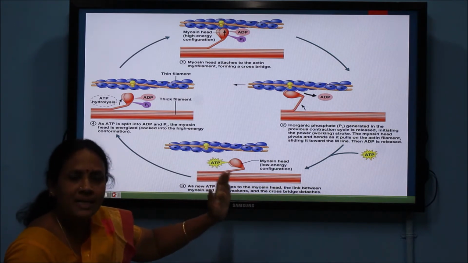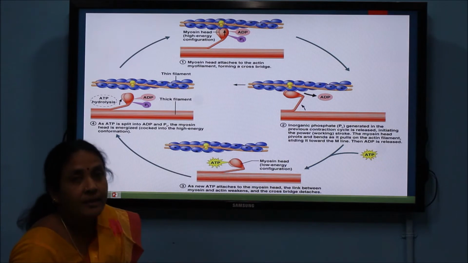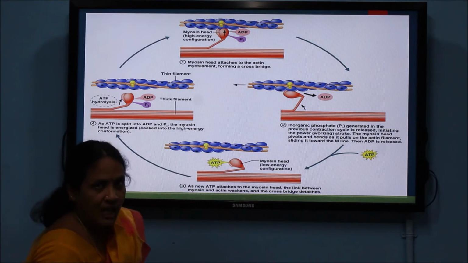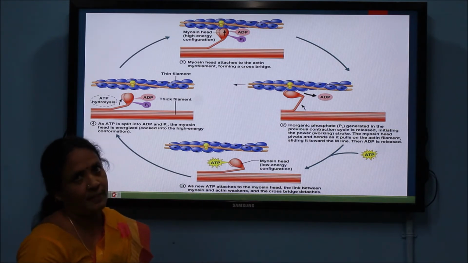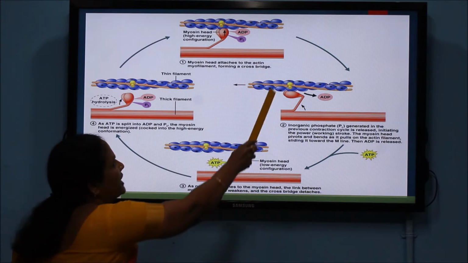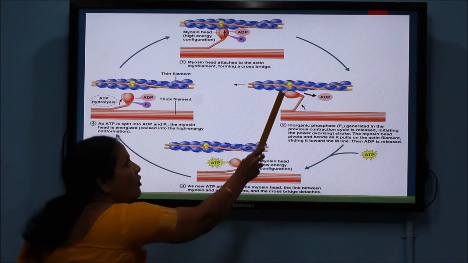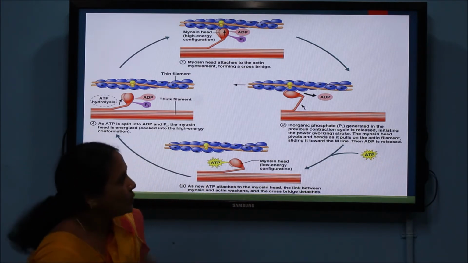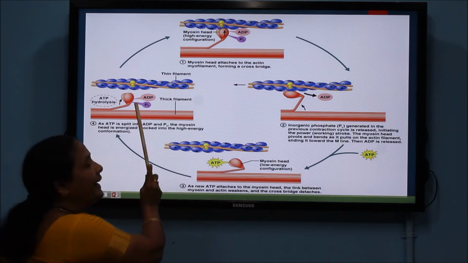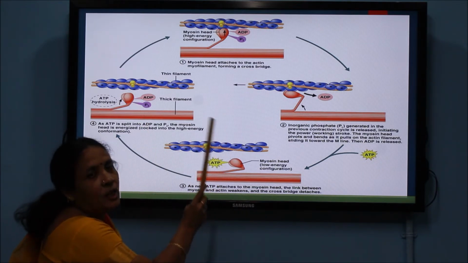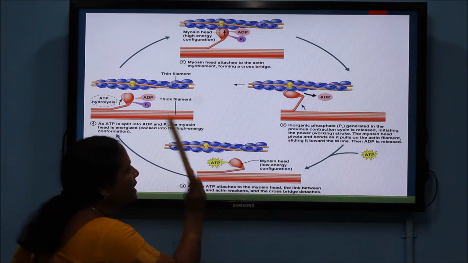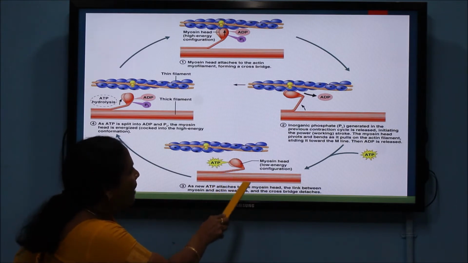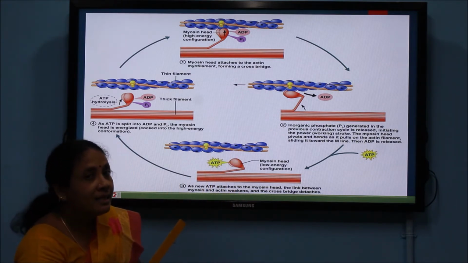Then after this contraction, the relaxation takes place. During the relaxation, these cross bridges break. During the formation of the cross bridges, the ATP is utilized and converted into ADP and phosphate, which provides the energy. Now after that, the cross bridges break and they come back to their original position, that is the relaxation.